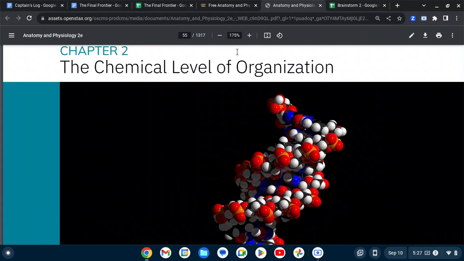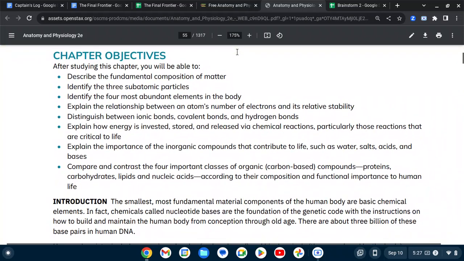Chapter 2, the chemical level of organization. Chapter objectives. After studying this chapter, you will be able to describe the fundamental composition of matter. Identify the three subatomic particles. Identify the four most abundant elements in the body. Explain the relationship between an atom's number of electrons and its relative stability. Distinguish ionic bonds, covalent bonds, and hydrogen bonds. Explain how energy is invested, stored, and released via chemical reactions, particularly those reactions that are critical to life. Explain the importance of the inorganic compounds that contribute to life, such as water, salts, acids, and bases. Compare and contrast the four important classes of organic carbon-based compounds: proteins, carbohydrates, lipids, and nucleic acids, according to their composition and functional importance to human life.